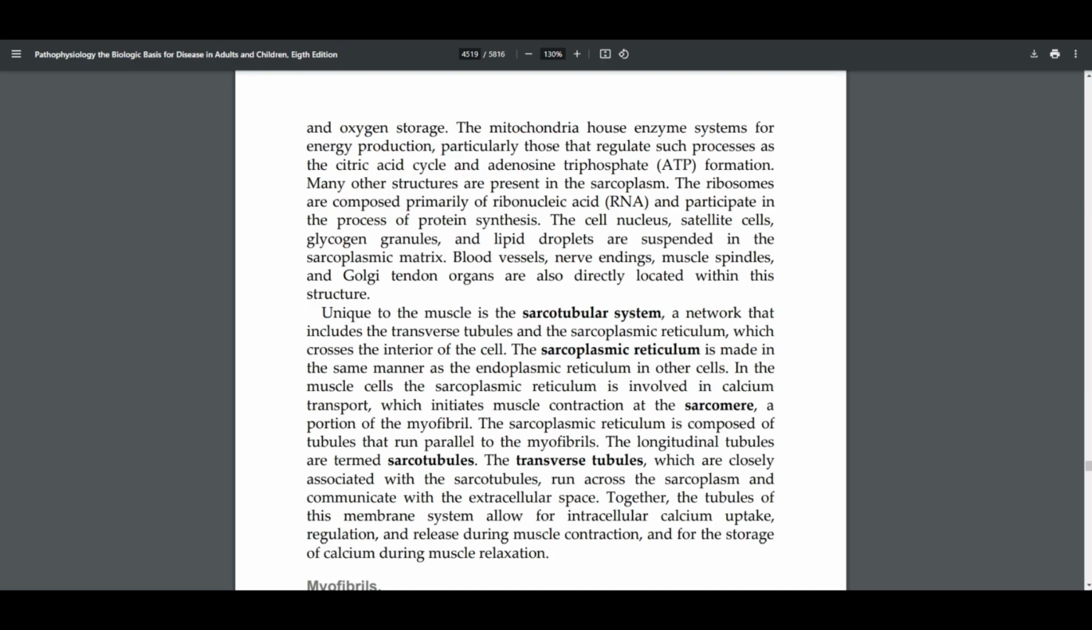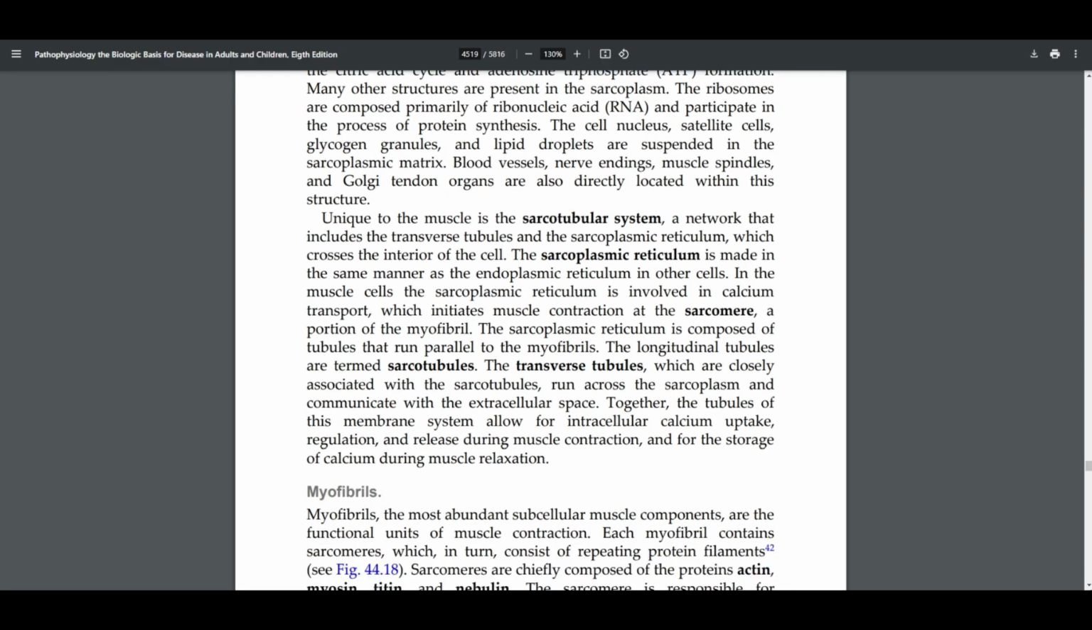The ribosomes are composed primarily of RNA and participate in the process of protein synthesis. The cell nucleus, satellite cells, glycogen granules, and lipid droplets are suspended in the sarcoplasmic matrix. Blood vessels, nerve endings, muscle spindles, and Golgi tendon organs are also directly located within this structure. Unique to the muscle is the sarcotubular system, a network that includes the transverse tubules and the sarcoplasmic reticulum, which crosses the interior of the cell.